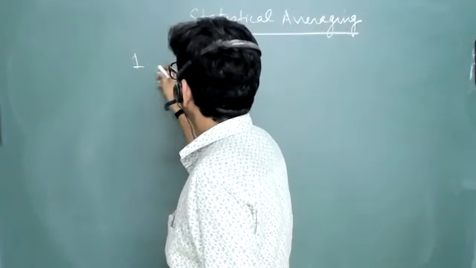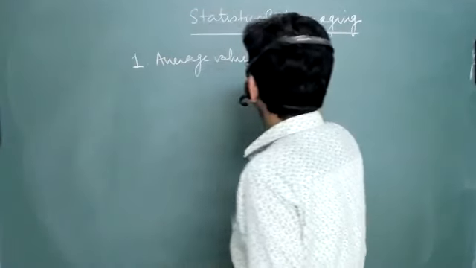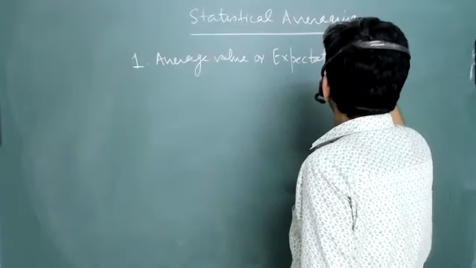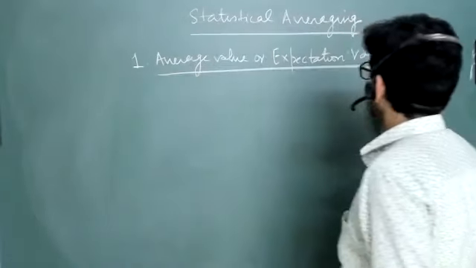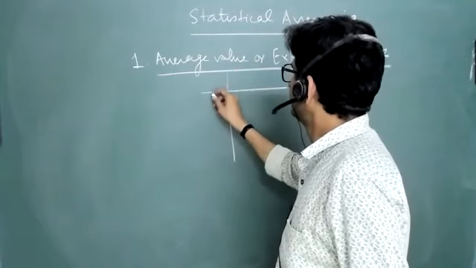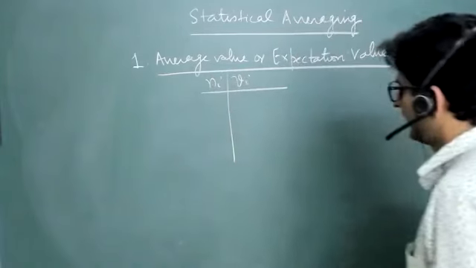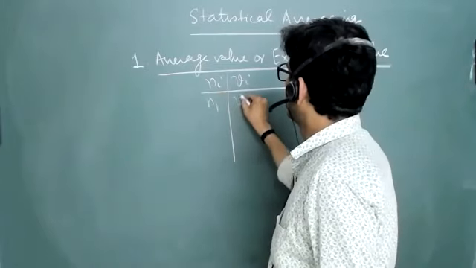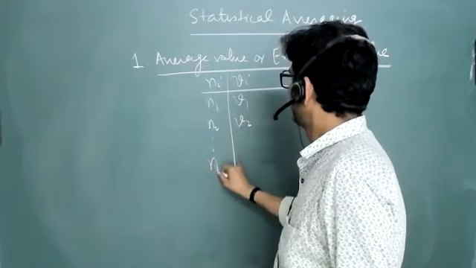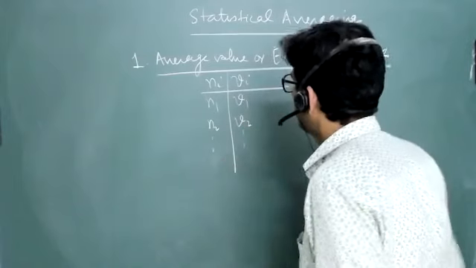First is simply expectation value or average value. Okay. Expectation value. What is this? So this is very simple. I will make a chart. Suppose this is the number of molecules Ni, and these are their velocities Vi, right? So we have N1 number of molecules having V1 velocity, N2 number of molecules having V2, and then N3 like that. You have different velocities and then you want to calculate the average.